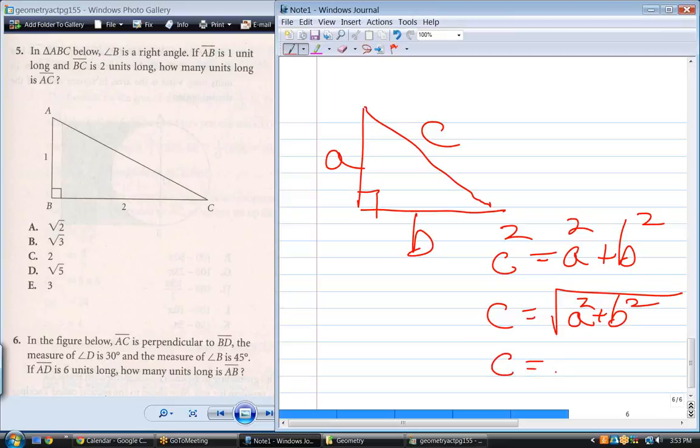So in this case, A is 1 and B is 2. So what is C? It's the square root of A squared plus B squared. Do it one piece at a time. In other words, it's the square root of 1 squared plus 2 squared. What's 1 squared plus 2 squared? 5. So the answer is the square root of 5. And notice that's not the same as the square root of 1 plus the square root of 2.